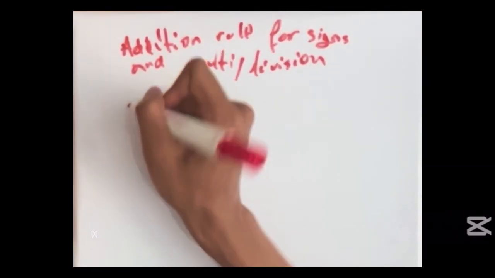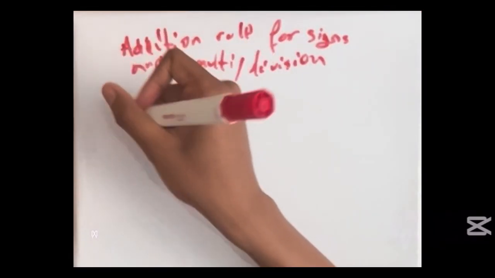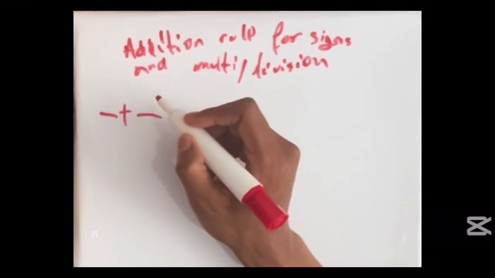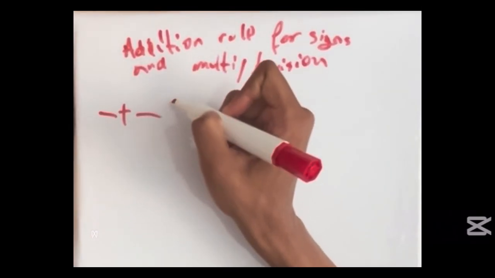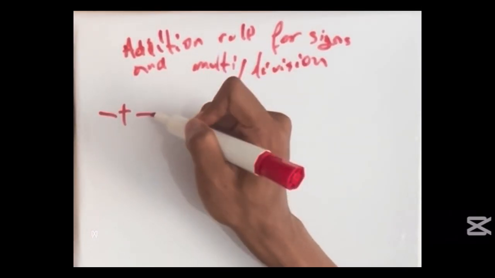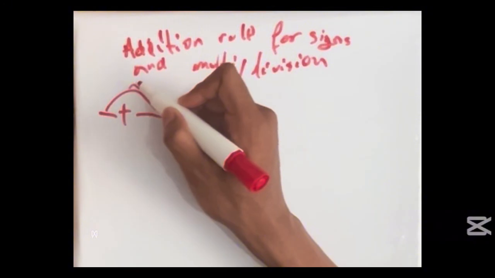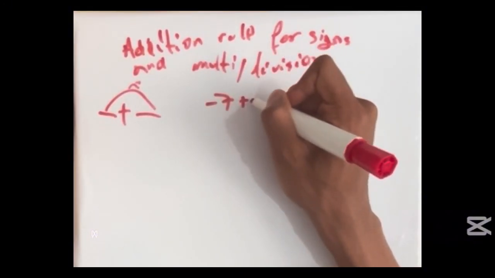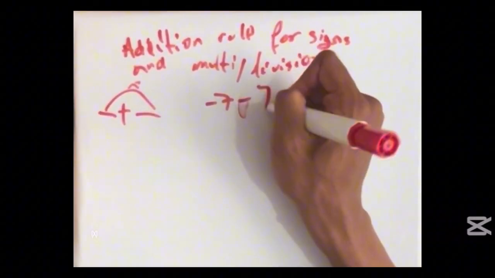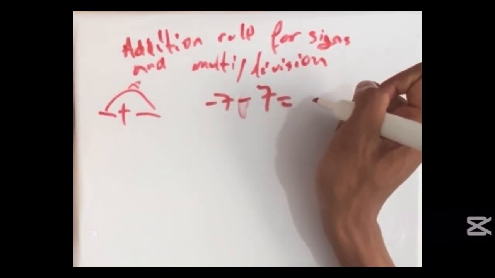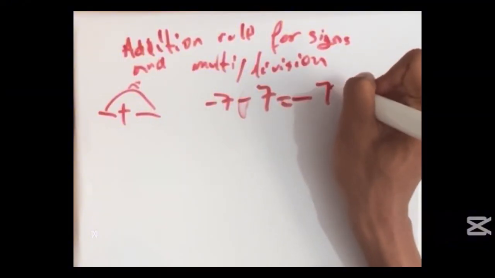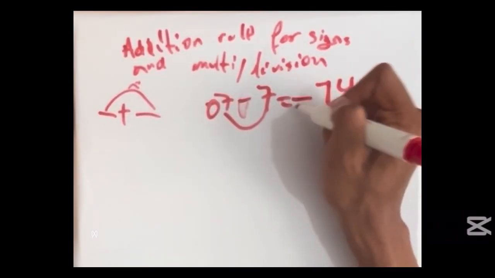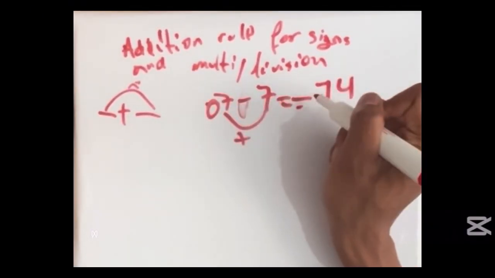So for the addition rules, all you need to know is that when you have two signs that are the same and you're adding them, so for instance, if you have a negative plus a negative sign, you're gonna keep the signs and you're just gonna add the two numbers. So let's say -7 plus -7. This is gonna equal -14, since you keep the sign, which is negative here, and you just add the two numbers.